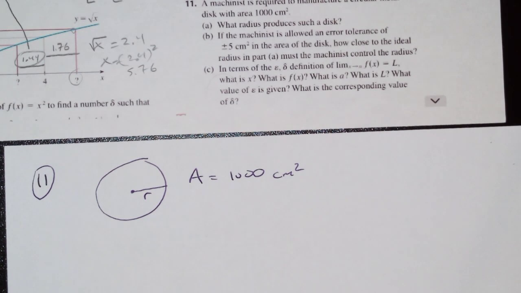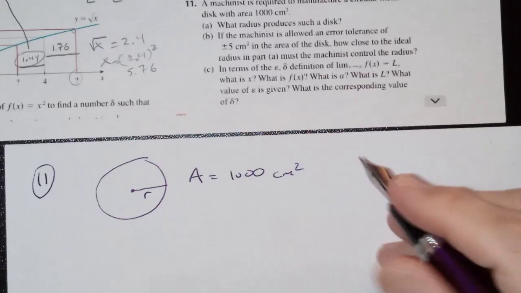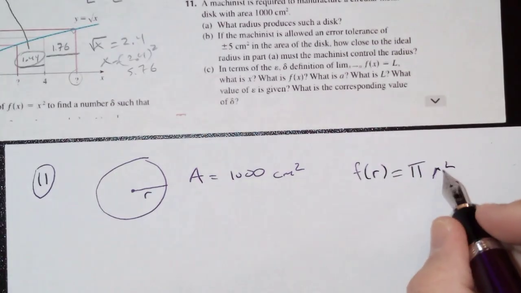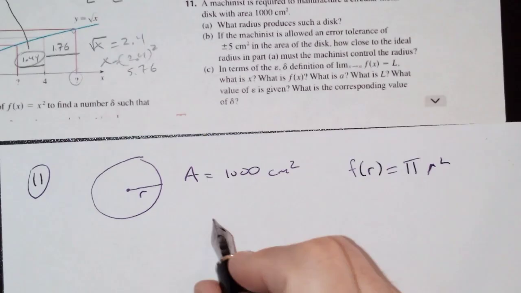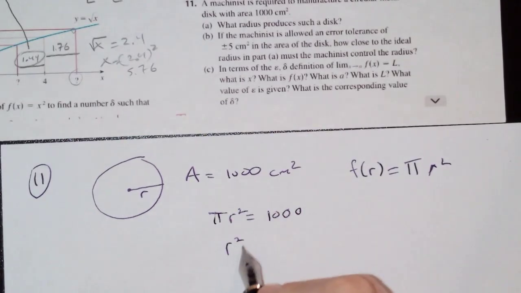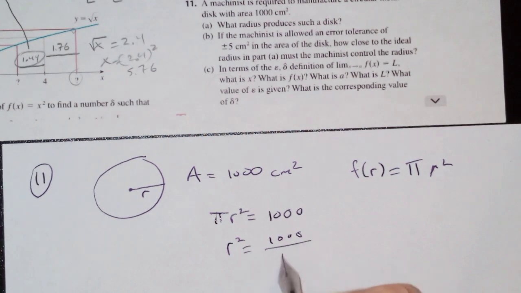I need an equation that's not here. I need f of x, right? If I'm doing a limit, I need the limit of some function. That's exactly the equation I need. The equation in this case, the f of r, is pi r squared, because that's the area of a circle. So I set pi r squared equal to 1,000. So r squared is 1,000 divided by pi.